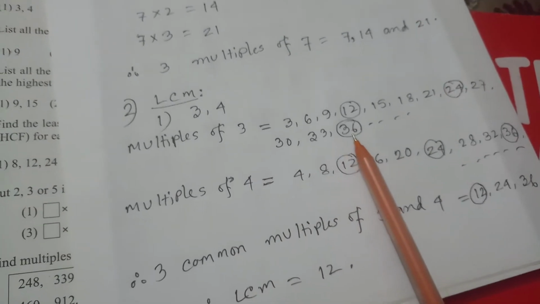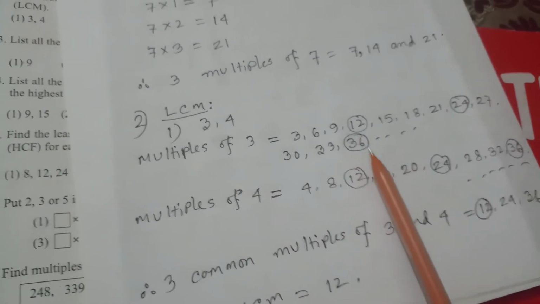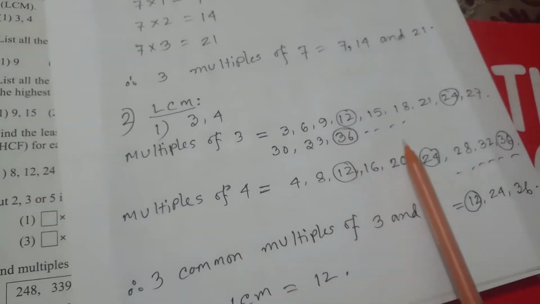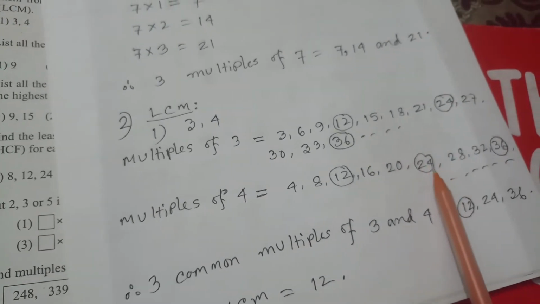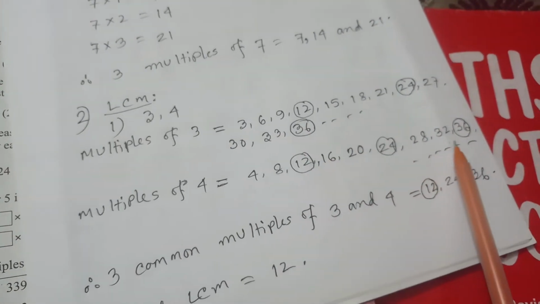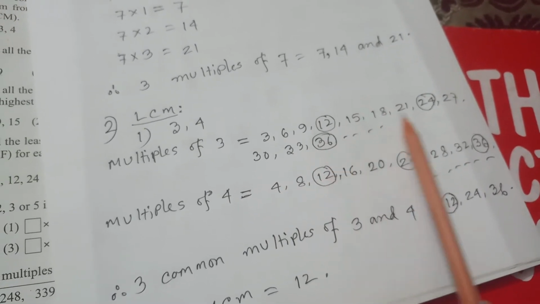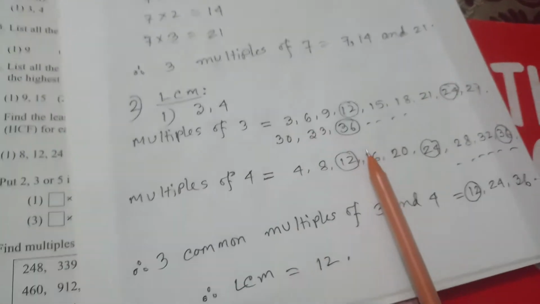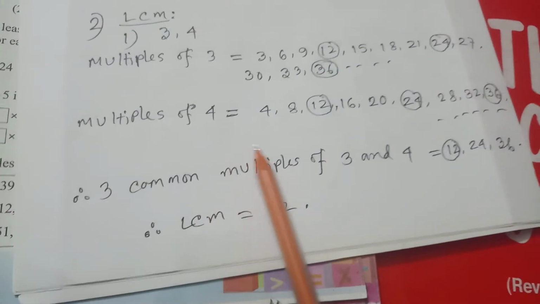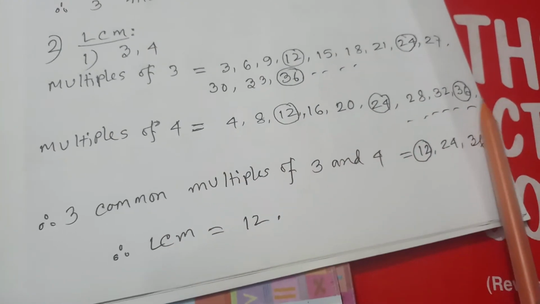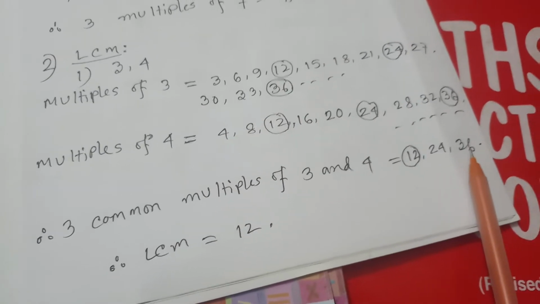We see here 12. Here is 12, there is 24. There is 36, and there is 36. We found that the common multiples are 12, 24 and 36. Therefore three common multiples of 3 and 4 are 12, 24 and 36.